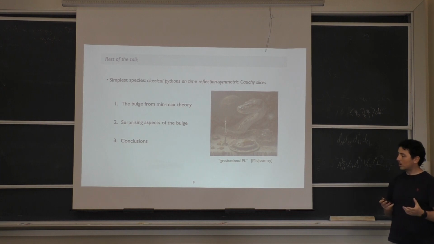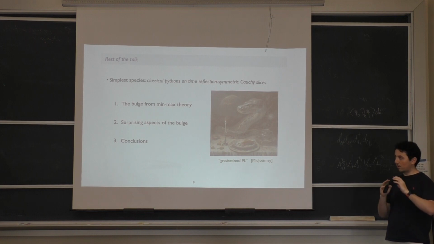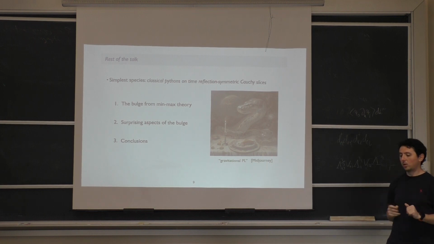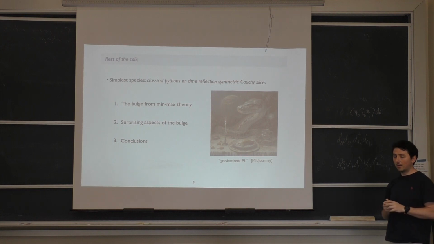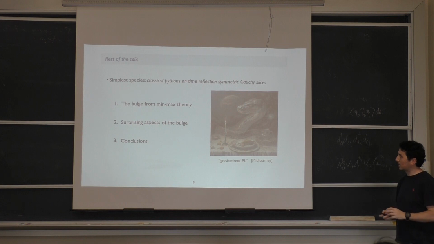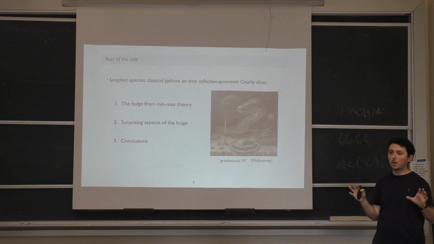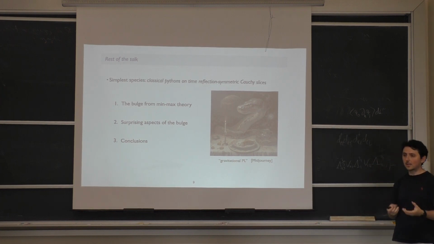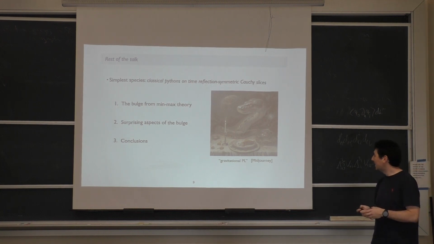So for the rest of the talk, I will tell you about a particular case of Python's flash. I will just restrict to time reflection symmetric setups. Basically, what this does is to make the problem much simpler because one doesn't need to worry about time dependence at all. And I will also restrict to classical situations in which all of the quantum extremal surfaces are classically extremal. And yeah, this is what Midjourney thinks of gravitational Python's flash. This, of course, is influence of Ryan.